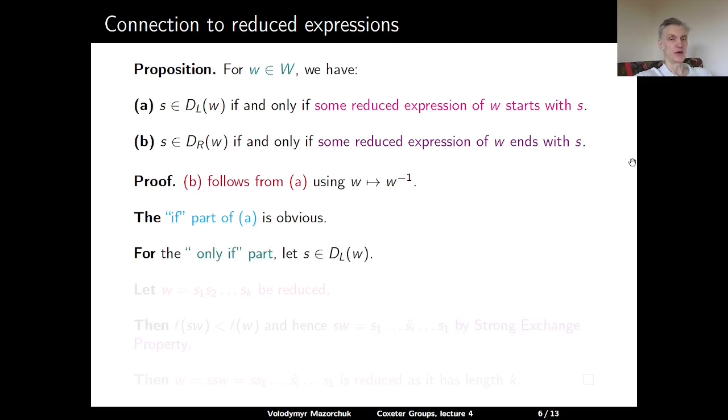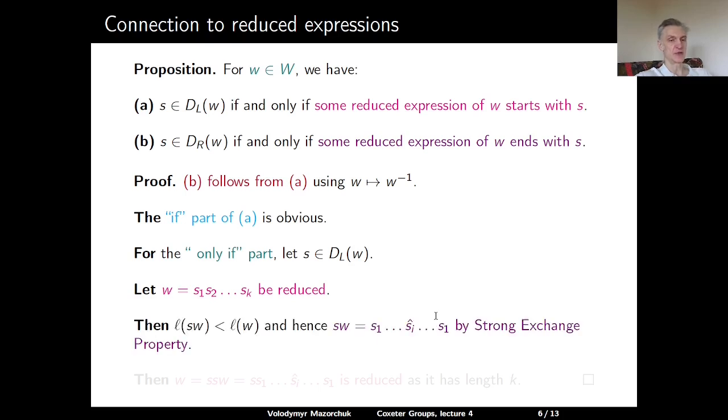So for the only if part, let s be an element in the descent set for w, in the left descent set for w. Choose a reduced expression for w: s1, s2, and so on, sk. Then the length of sw is strictly smaller than the length of w, and hence sw is obtained from our reduced expression for w by deleting some letter, say letter i. By the way, this should be sk here. So we take our expression and we delete the letter i.